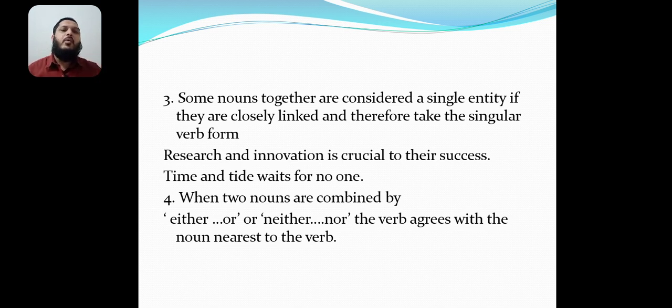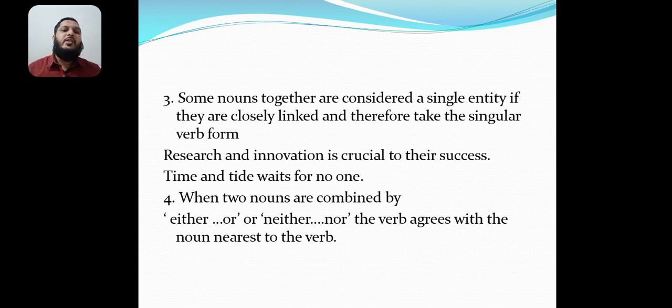As per rule number 1, we have to use a plural verb, but here we have used a singular verb, is. Why? Because these two nouns are considered as a single entity. So in such cases, we have to use a singular verb.